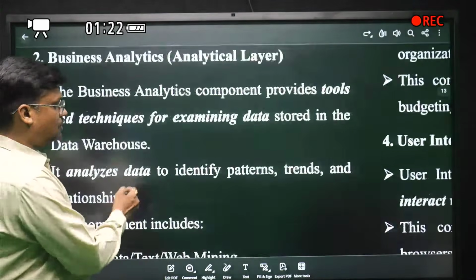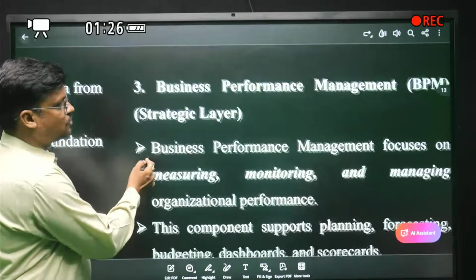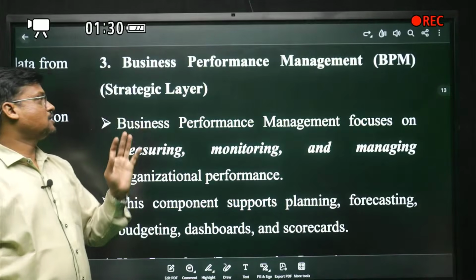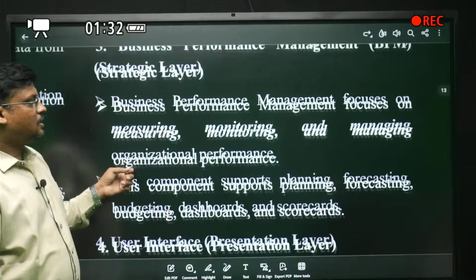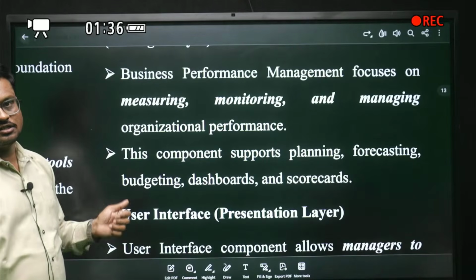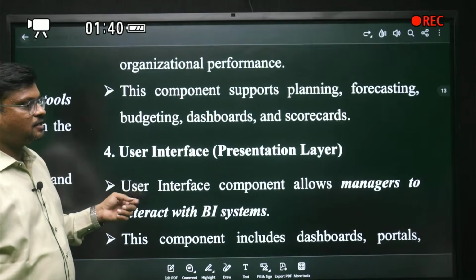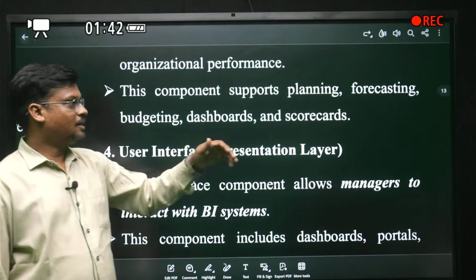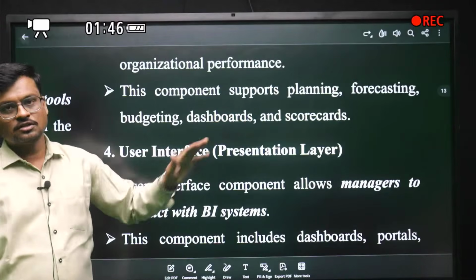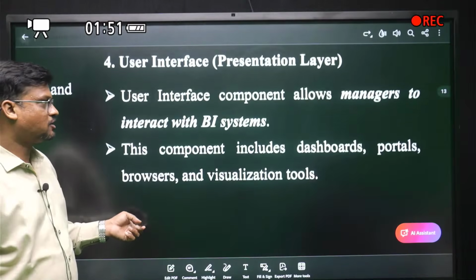The third one is presentation, that is visualization. Business performance management strategies, we call it BPM. Here we will be able to measure, monitor, and manage the organizational performance. And we will be able to present this same thing to our higher-ups by using forecasting, budgeting, dashboards, and scorecards. The last and final one is the user interface. We call it the presentation layer.